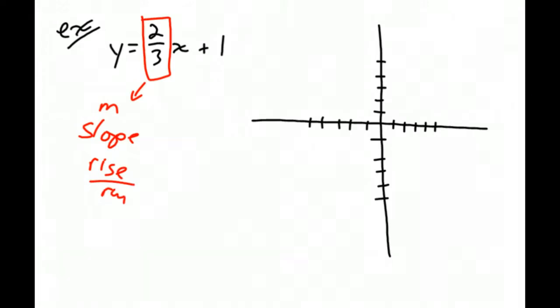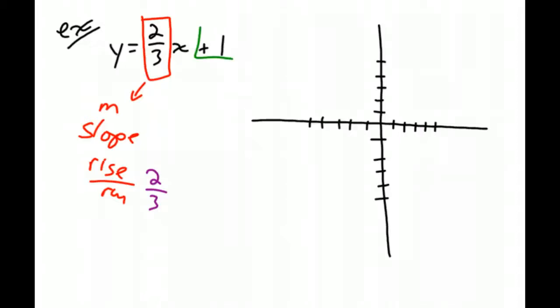So if I know that slope is rise over run, and this is 2 over 3, then my rise must be 2, and my run must be 3. Again, this is just a ratio. This is not the point 2/3 on the x-axis or 2/3 on the y-axis. This is a ratio. This is what helps us get from point to point.